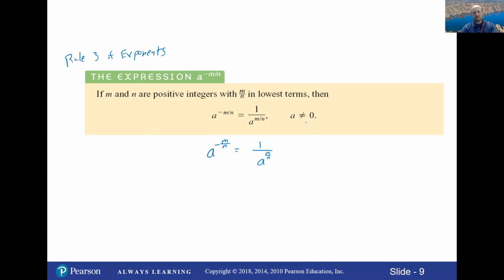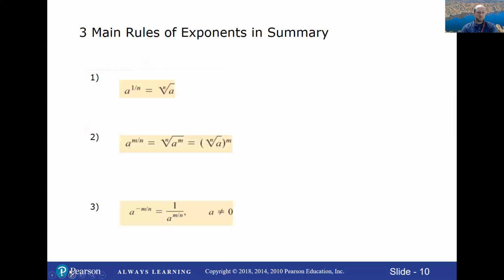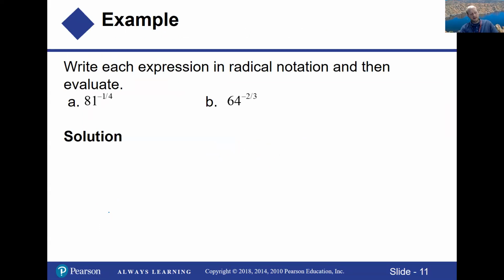And again, a cannot be equal to 0, because if it was, then I would have 1 over 0 raised to the something, which would just be 1 over 0, which is undefined, right? So we can't have that. So these are the three main rules that we just covered. I'm going to do some examples here, specifically with rule number 3 next.